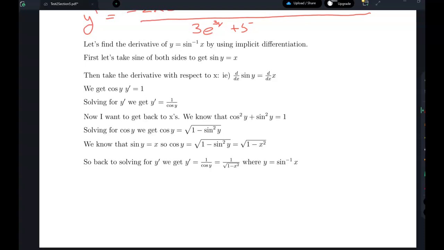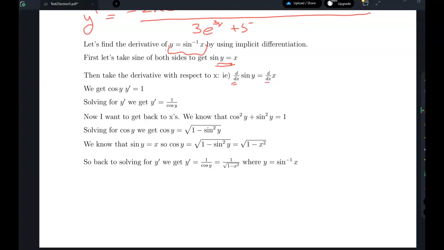So now let's figure out what the derivative of inverse sine is. This is a little bit of math enrichment. If I have y equals inverse sine, I can take the sine of both sides. So I get this. Oh, look at that. I can take the derivative implicitly.